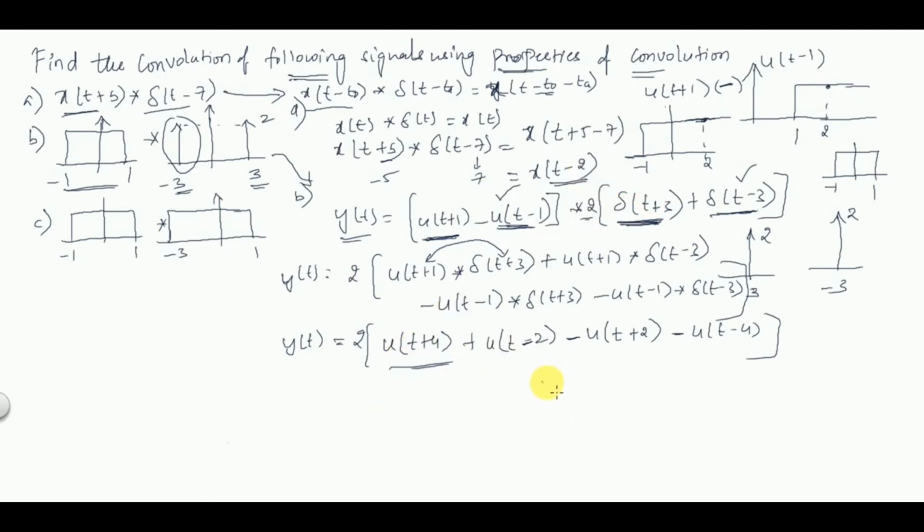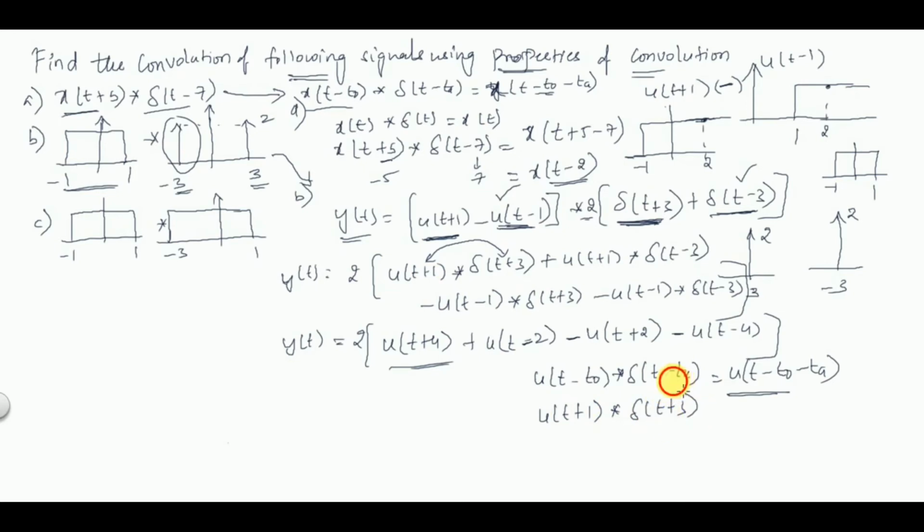So what is the property? u of t minus t naught convolved with del of t minus ta is equal to u of t minus t naught minus ta. That's all. So using this property, this can be written as u of t plus 1 convolved with del of t plus 3.